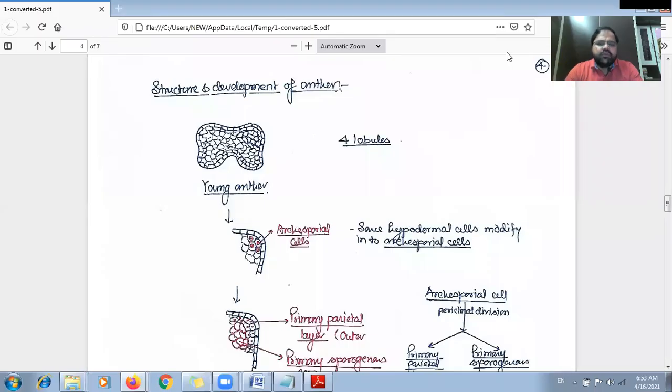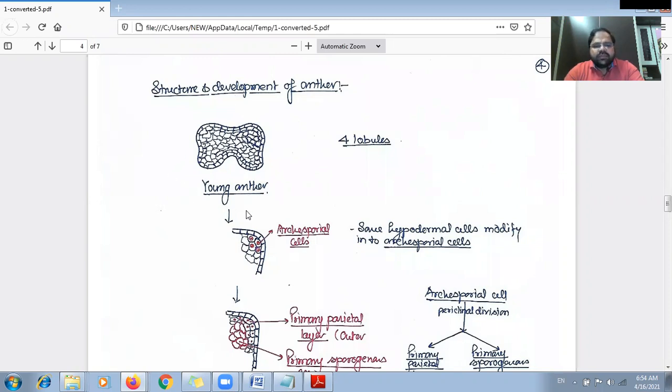Students, now we will move forward in our chapter, sexual reproduction in flowering plants. So here we will discuss the development of anther and the formation of pollen grain. First we will see how the anther develops.